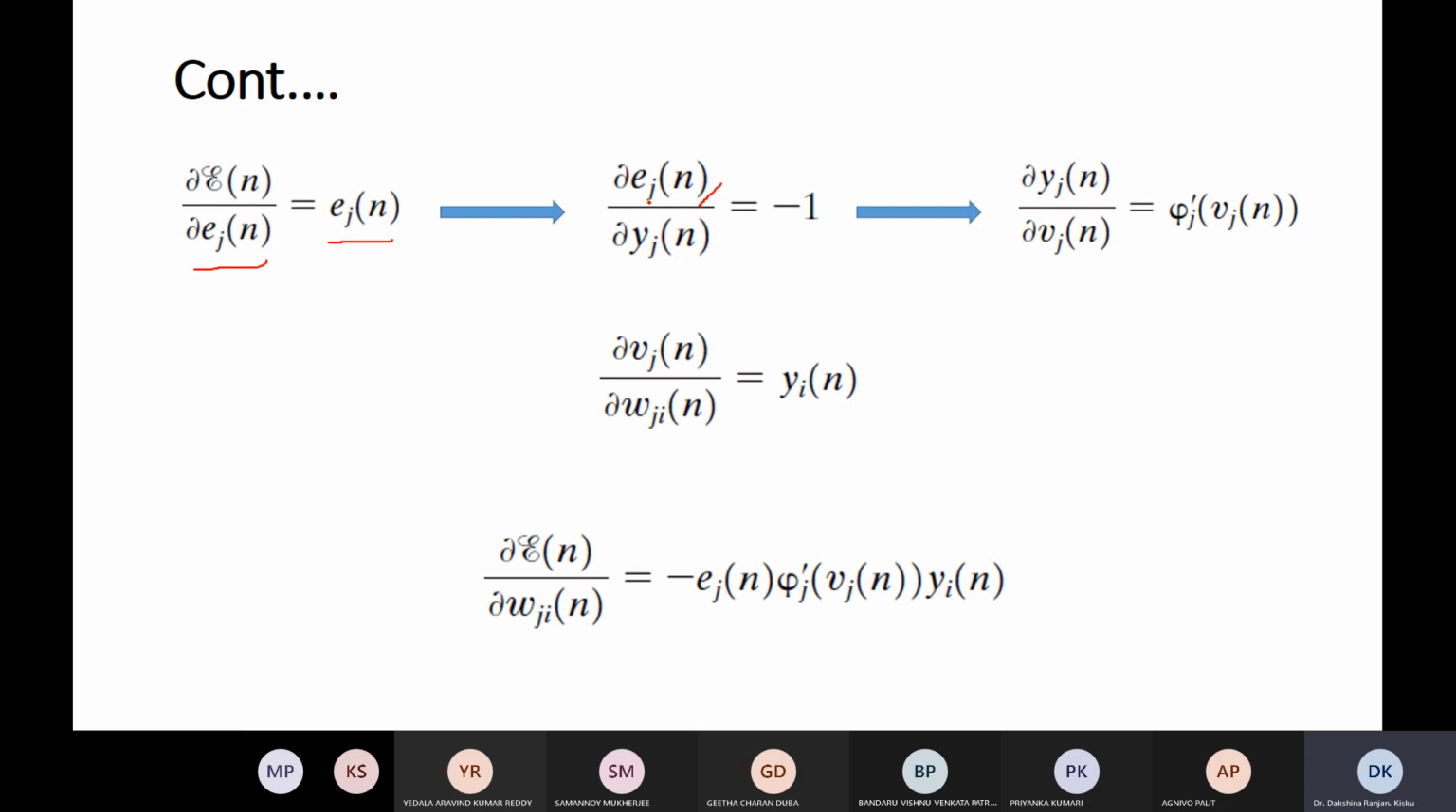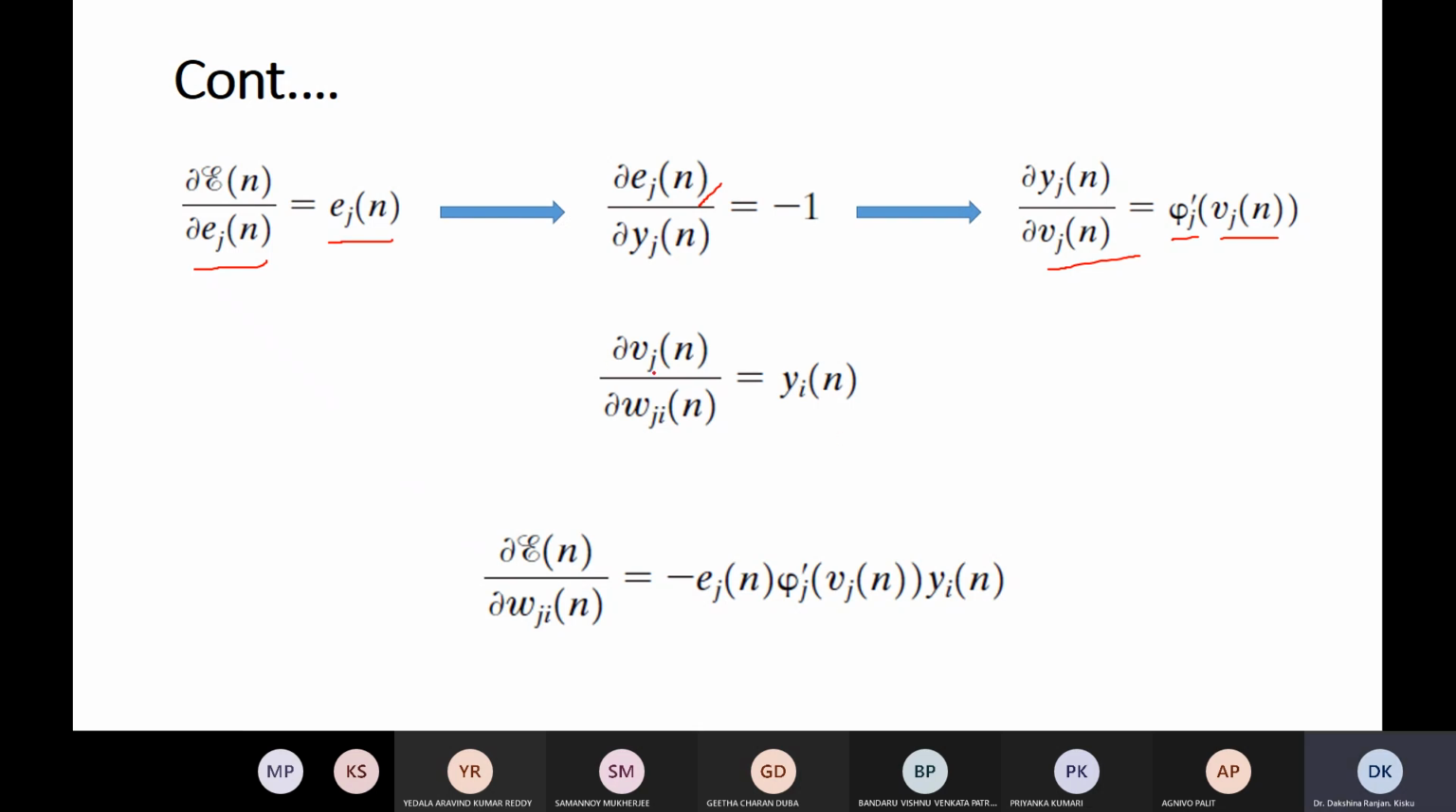So if we take the derivative of this function e_j(n) with respect to y_j(n), then we will get -1. Again, if we take the derivative of y_j(n) with respect to the induced input at neuron j, v_j(n), then this will give us phi dash j of v_j(n). Here v_j(n) is the induced input at the activation function, and this phi dash j is nothing but the derivative of the activation function.